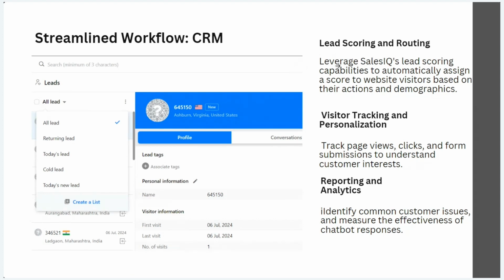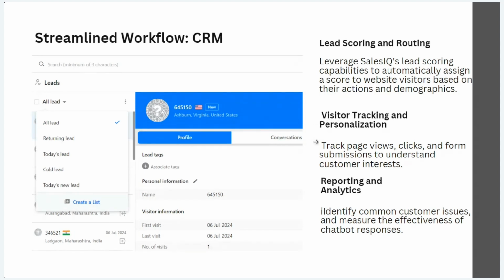Leverage Sales IQ's lead scoring capability to automatically assign score to website visitors based on their actions. This means that when a visitor visits the website, they'll get a score based on what they have browsed or how they have given the reviews. So here it makes it easy to manage the leads and the visitors of website.